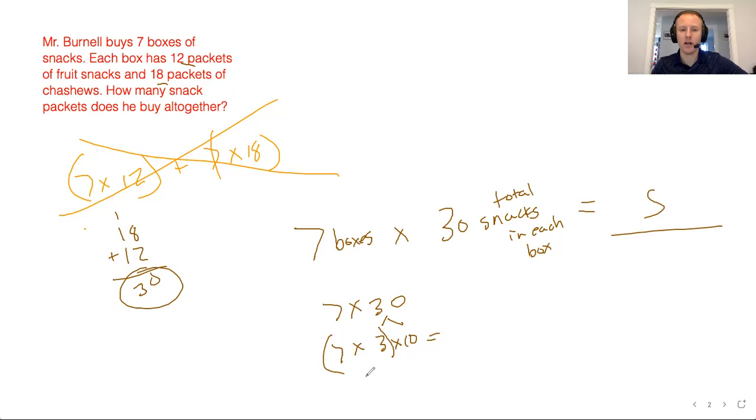So I have 7 times 3 is 21, times 10 equals 210, right? We take the 21 and we stick a 0 on the back of it, basically, to get 210. So S equals 210 snacks. So a lot of snacks. Although at the rate my kids are eating them recently, that wouldn't last all that long.